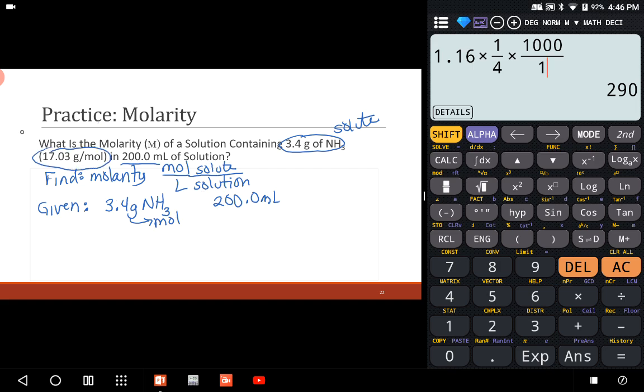The molar mass is given to me, and we know that's the molar mass because of the unit. The unit is grams per mole, which matches the unit of molar mass. So I can use my molar mass to go from grams to moles, and that will give me my numerator, and then I can just divide by the volume in order to get molarity. So my numerator is going to be 3.4 grams, and then I'm going to cancel out my grams by dividing by the molar mass.